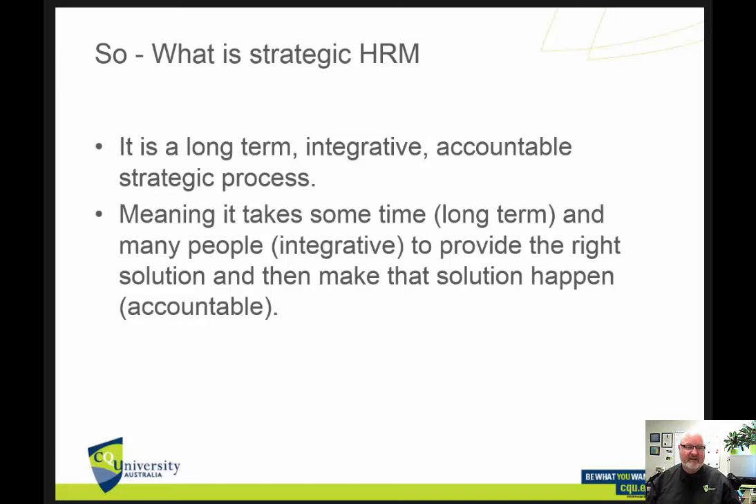It's integrative. That means that there are a lot of people working together in lots of different teams with lots of different specialities to provide outcomes that are great for HRM and best practice. And it's an accountable process because it's measurable, and it's defined, and there are outcomes and dates that must be achieved and significant events that must happen in order for the strategic HRM process to work effectively and to be best practice. So those are the things that we talk about in the definition: integrative, accountable, strategic process that's long term.